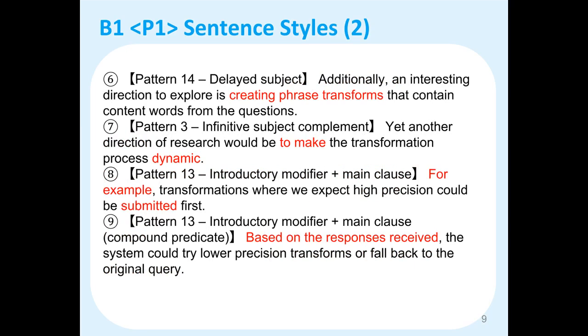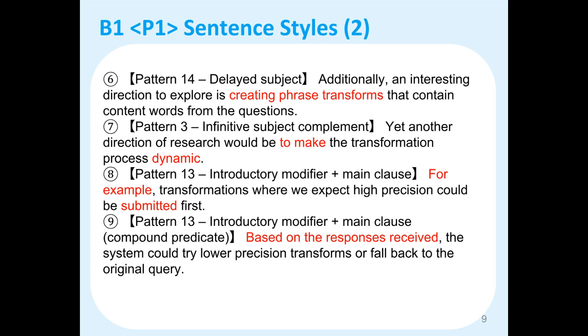Sentence 6 employs pattern 14, the delayed subject. Additionally, an interesting direction to explore is creating phrase transforms. By delaying the subject, which means creating phrase transforms, the sentence builds anticipation and gives rhetorical weight to the new idea. Sentence 7 utilizes pattern 3, infinitive subject complement. Yet another direction of research would be to make the transformation process dynamic. The infinitive complement focuses the reader's attention on the goal or purpose of this new research direction.